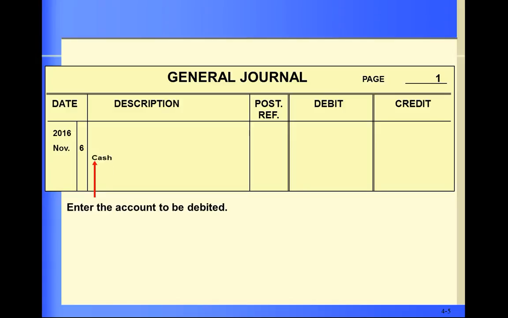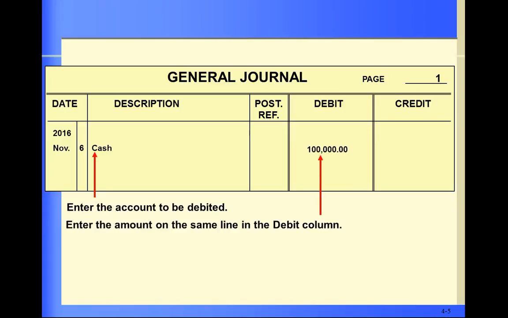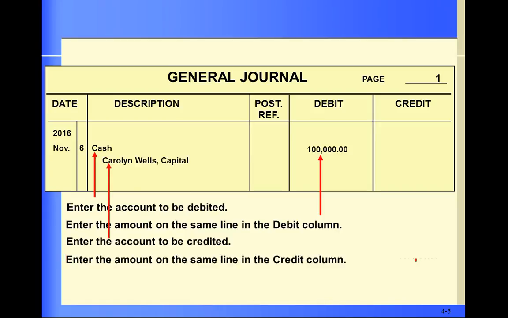In the General Journal, we're going to enter the account that is debited. That's cash. So that is the account we're going to enter first. Next, we're going to put the amount of money that was put into that account in the debit column. Next, we're going to enter the account to be credited, in this case, Carolyn Wells Capital, and we're going to then enter the amount, which is the $100,000, into the credit side of the journal.